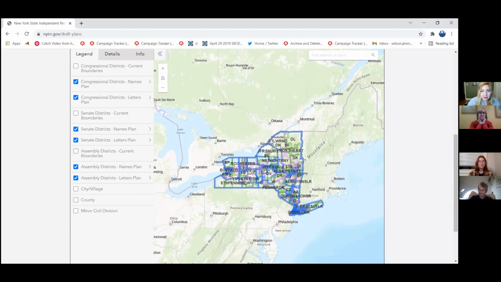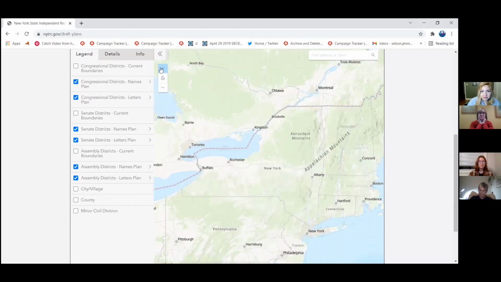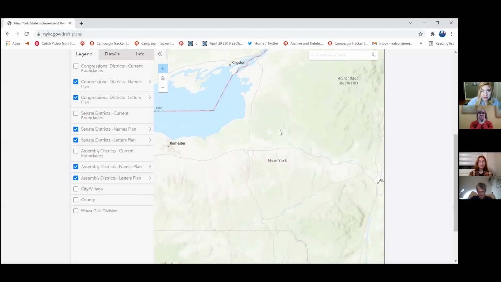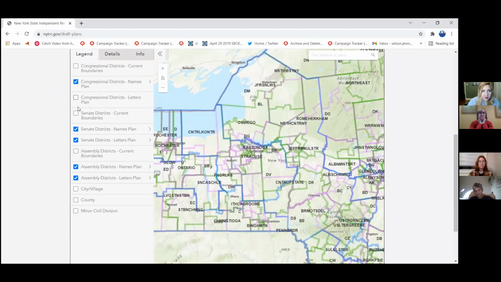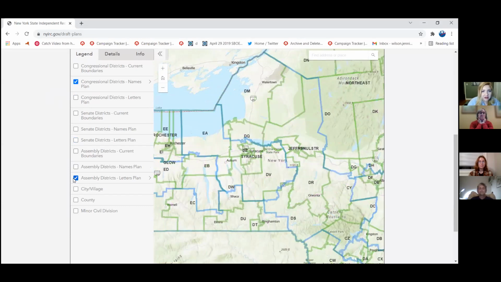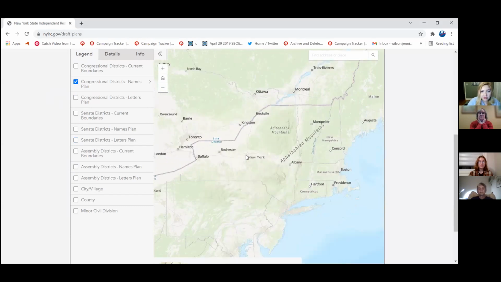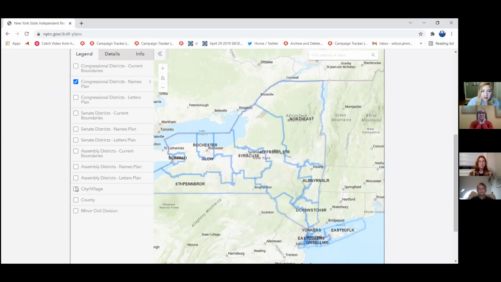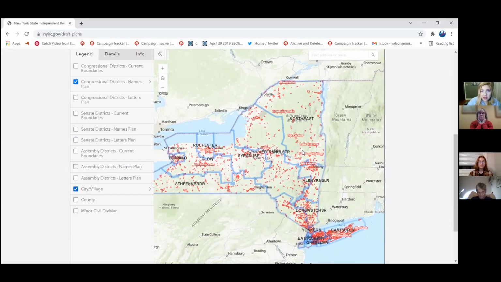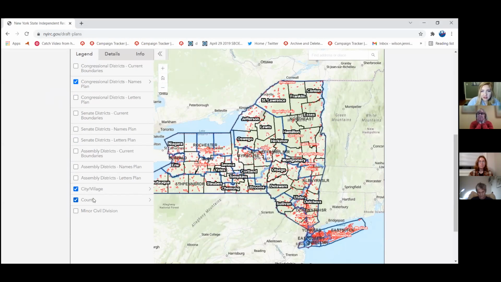So here is the map, and I'm going to zoom in. And it looks crazy. So I'm going to take away some of these. I'm going to take away the letters plan. I'm going to take away the Senate. I just want to see congressional names. I'm going to zoom out a little more. And now I want to see city and villages. So I just click and I can see all of the city and villages. Okay, now I want county lines. I click and I get all of the county lines.